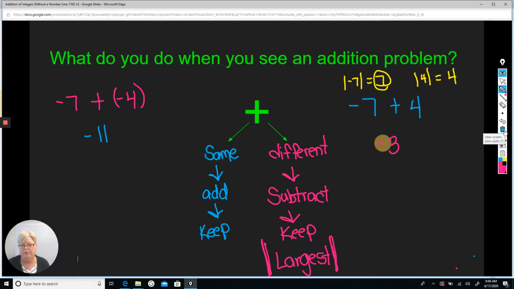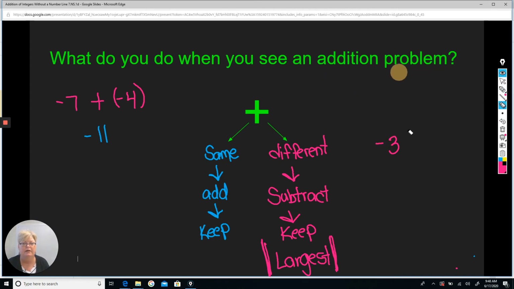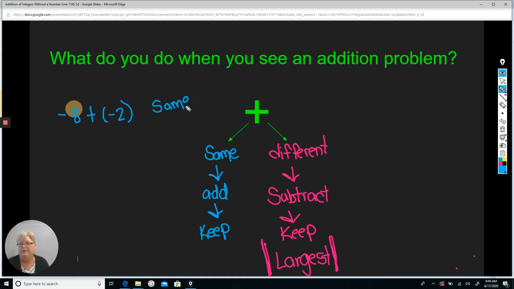Now we're going to look at a few more problems on this. I'm going to erase the problems right here. We're going to keep our rules. Okay, our next problem will be -8 plus -2. Now, think about this. We have two terms, and both of them are negative, so that means they are the same. If they are the same, what do we do? We add, and so 8 plus 2 is 10, and we keep the sign, which would give me -10.